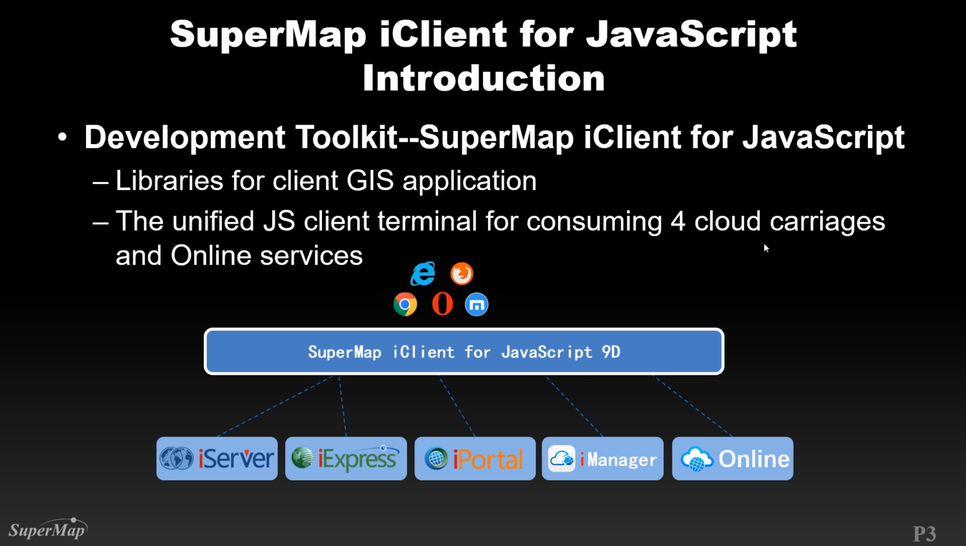Well, first, let's look at the first part, the overall introduction of SuperMap iClient for JavaScript. It's a toolkit offered for client GIS application development with iServer package. It can be used to obtain various resources, including the services offered by iServer, iPortal, and iExpress as well. What's more, the resources of GIS services provided by SuperMap iManager, as well as public cloud online services offered by SuperMap, can also be integrated with iClient for JavaScript.